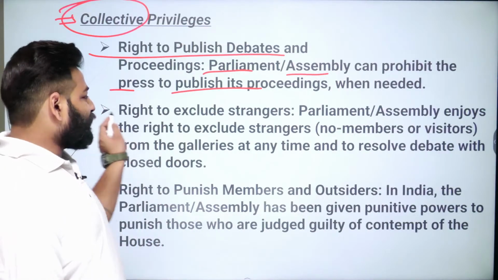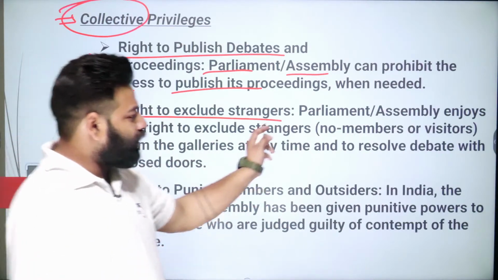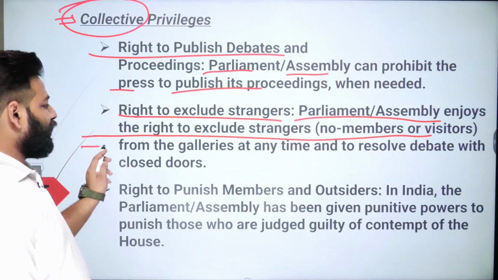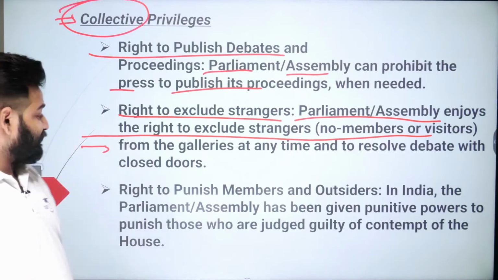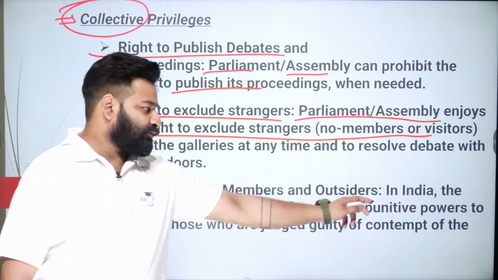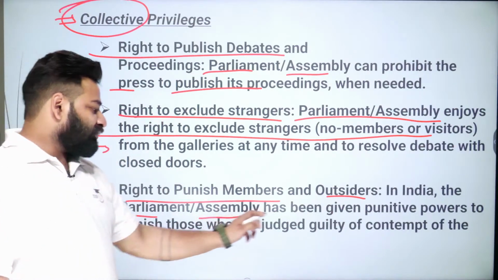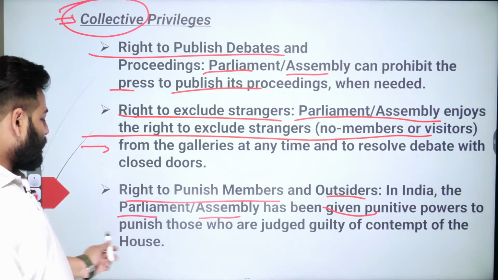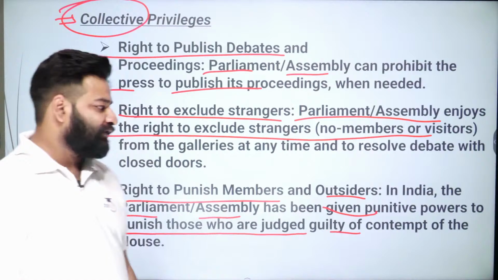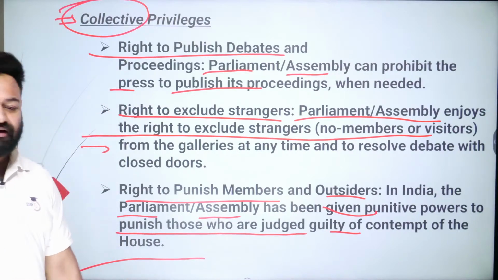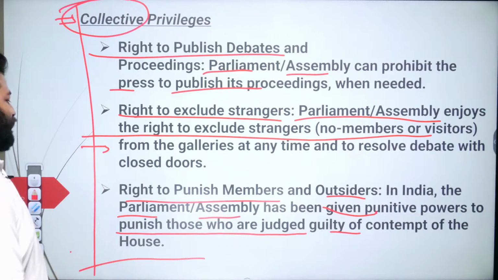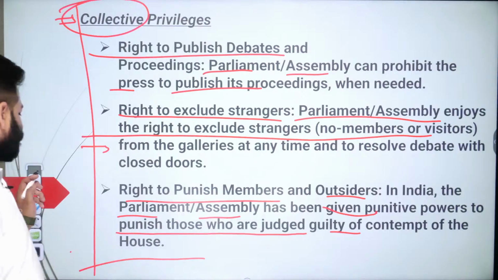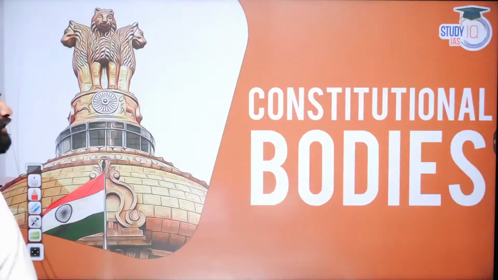Second, the right to exclude strangers. Parliament or the assembly enjoys the right to exclude strangers, that is, no members or visitors allowed in the parliament. Next, the right to punish members and outsiders. In India, the parliament or the state assemblies have been given punitive powers to punish those who are judged guilty of contempt of the house. So this is what the collective privileges are all about. Right, individualistic as well as collective.